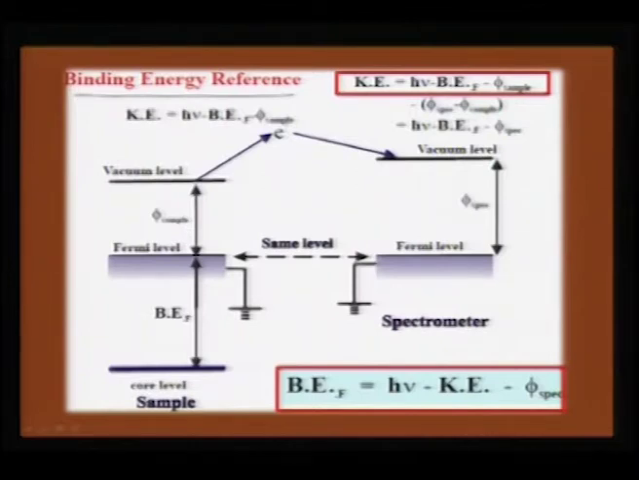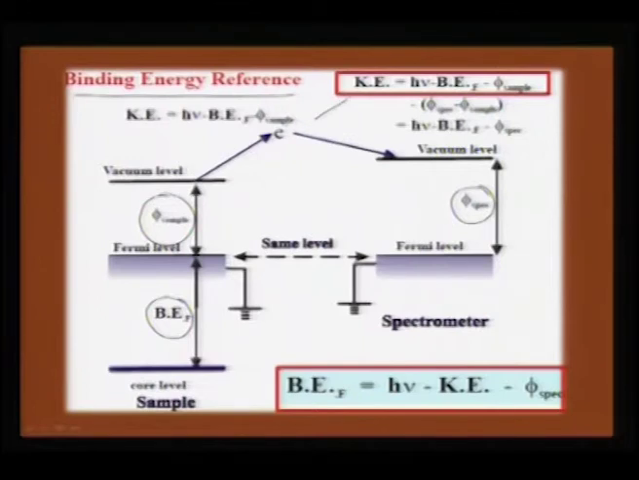Now, this is the process that we talked about, taking the electron from the core level to the Fermi level, which is the binding energy, plus the work function of the sample, from where you take the electron from the Fermi level to the vacuum level, and then this electron is actually put into the vacuum level of the analyzer. Therefore, we are talking about the work function of the spectrophotometer.